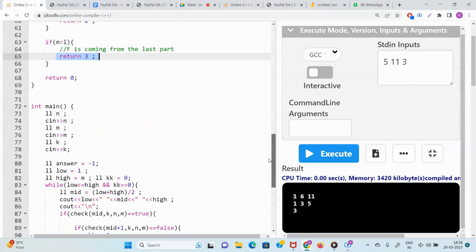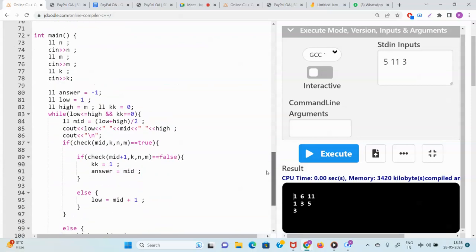Simple. Now let's write the binary search function, guys. Low will always be 1, high will always be m, and we will be solving this problem in n log m time. Okay. So while low is less than or equal to high, mid is low plus high by 2. I'm checking, for this particular mid, if the value is coming as true.